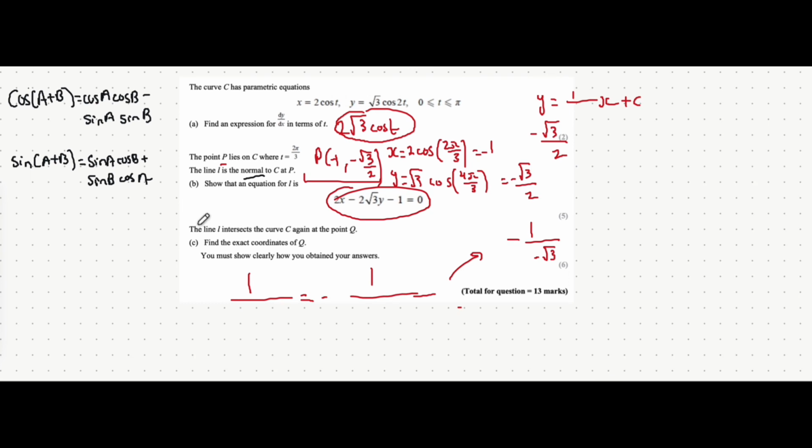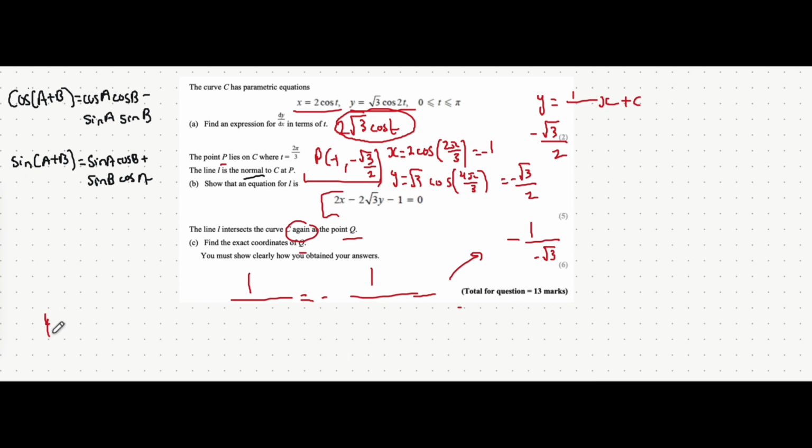Yeah, actually it is. It says the line L, which is represented by this whole expression here, intersects the curve C, which has these equations, again at the point Q. Find the exact coordinates of point Q. So where the parametric equations intersect with this curve, you want to somehow combine the two expressions together. I'd recommend replacing x with 2 cos t. So 2x becomes 4 cos t.